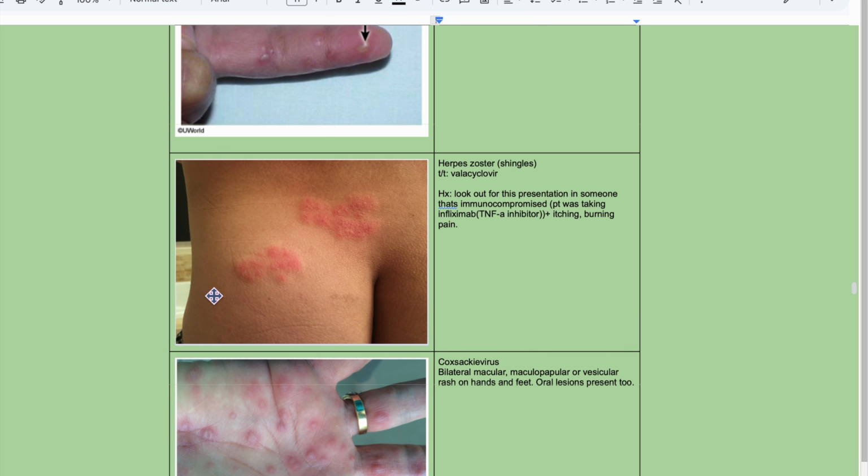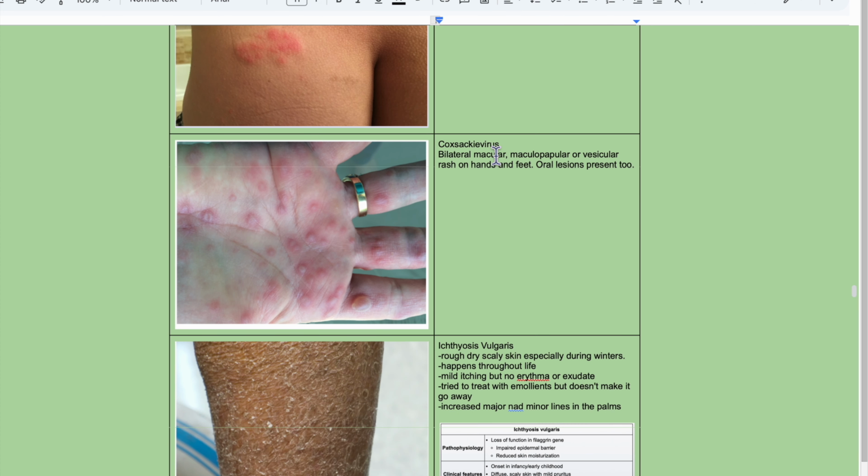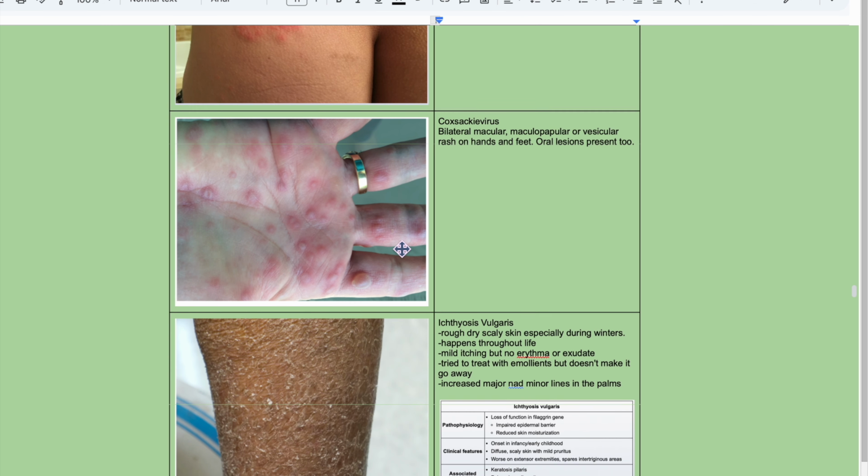Herpes zoster, shingles, happens in dermatomes, right? So look out for this presentation in someone that's immunocompromised. That's when these come out. So the patient was taking infliximab in the vignette, a TNF alpha inhibitor, plus itching and burning pain under it. Coxsackie virus now. Bilateral maculopapular or vesicular rash on hands and feet. Oral lesions are present too. Here, hand, foot, mouth disease.